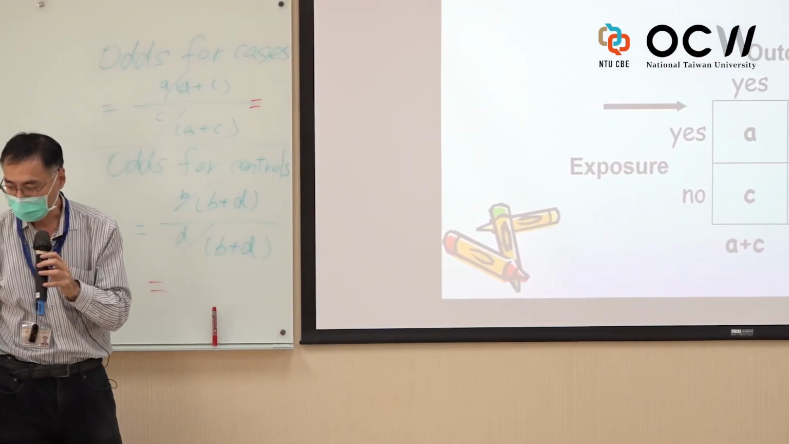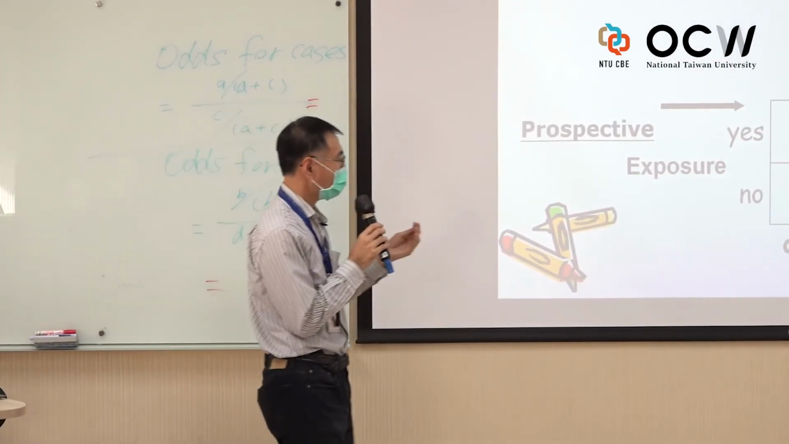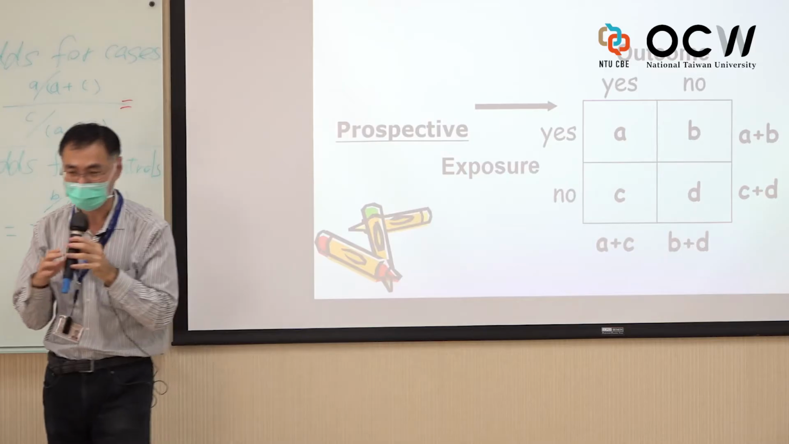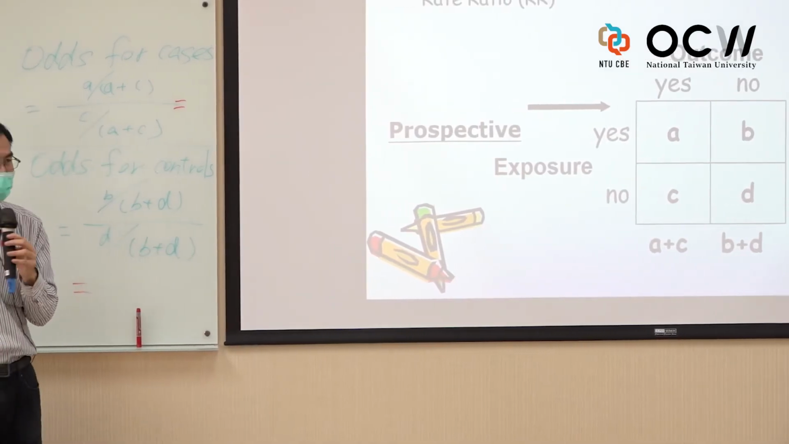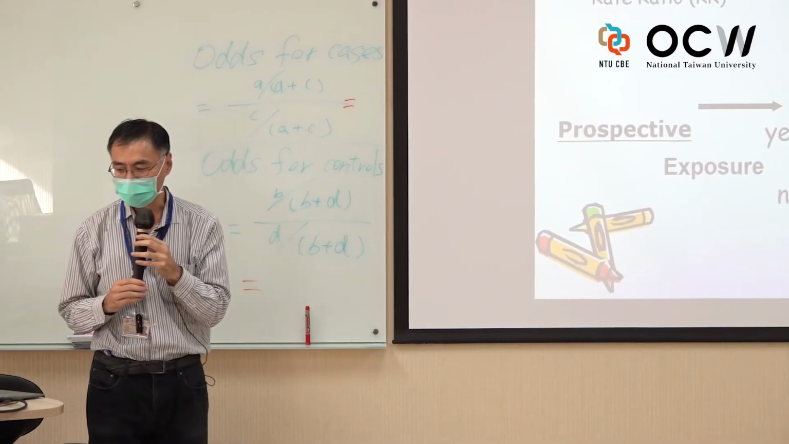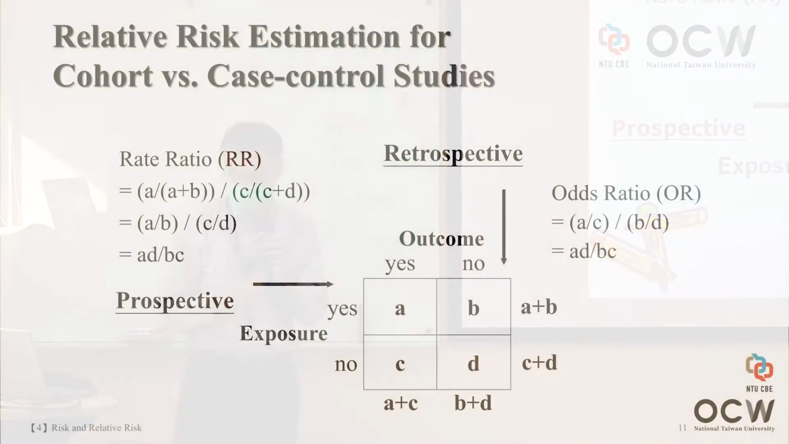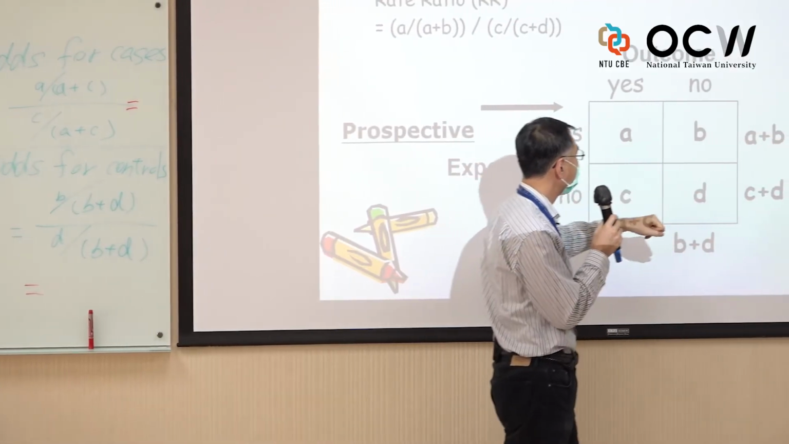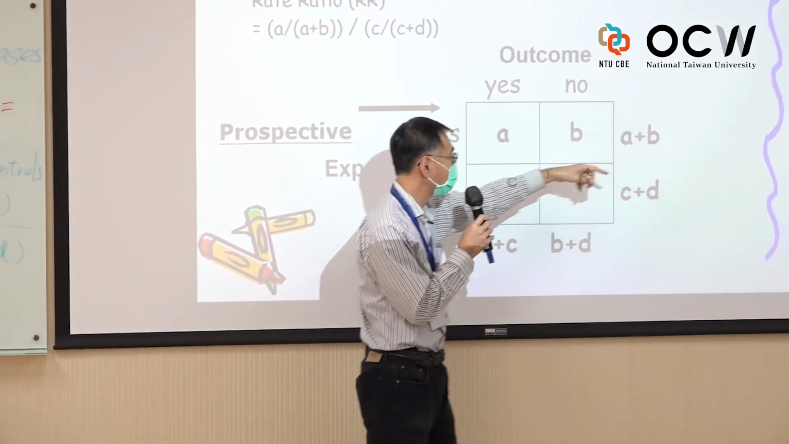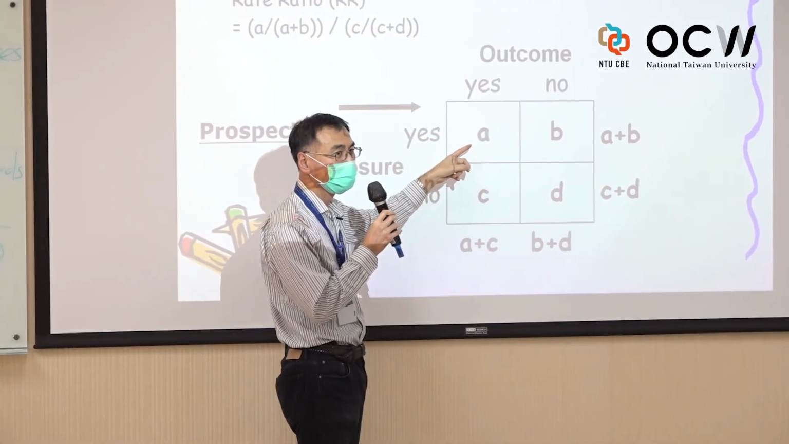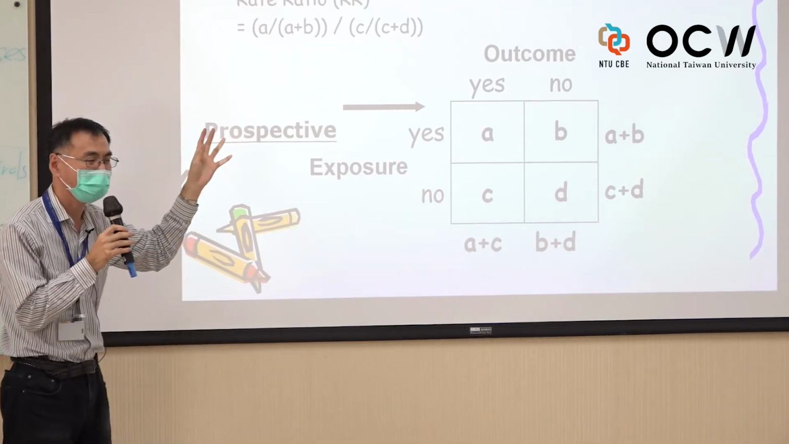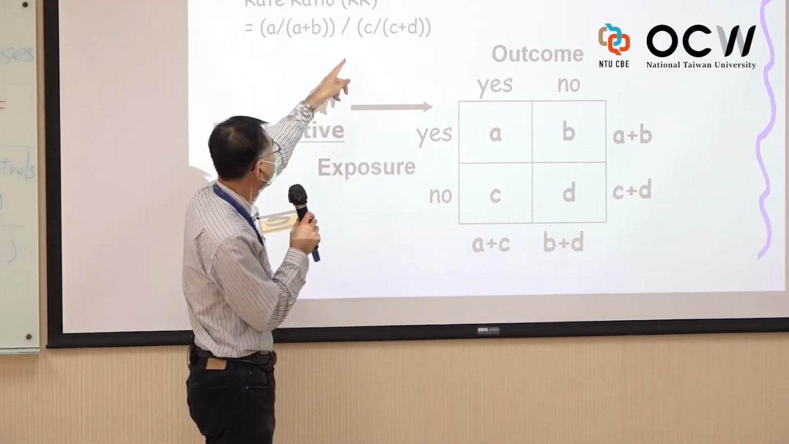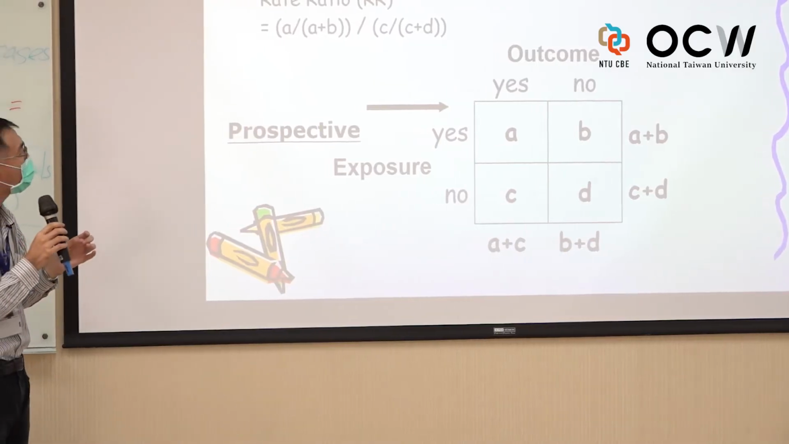But if we consider the whole thing from the perspective of the status of exposure, and we follow up this group of people for a while, then it's a cohort study. I've mentioned it many, many times. The estimation of relative risk for a cohort study is straightforward again. It's the rate ratio, which is defined as A divided by A plus B, which is the total number of people exposed to something, and A is the number of people who got the disease. So this is the case of cumulative incidence. Divided by C divided by C plus D. Now here comes the key point.